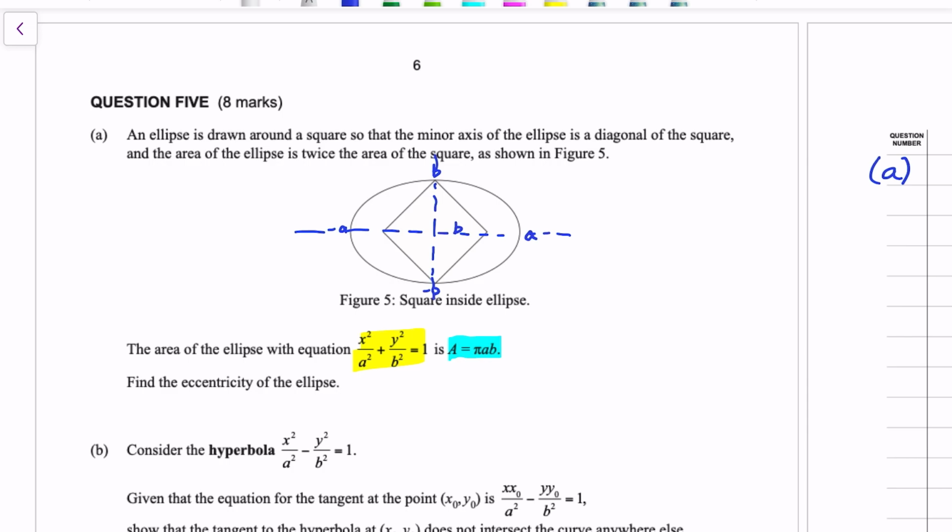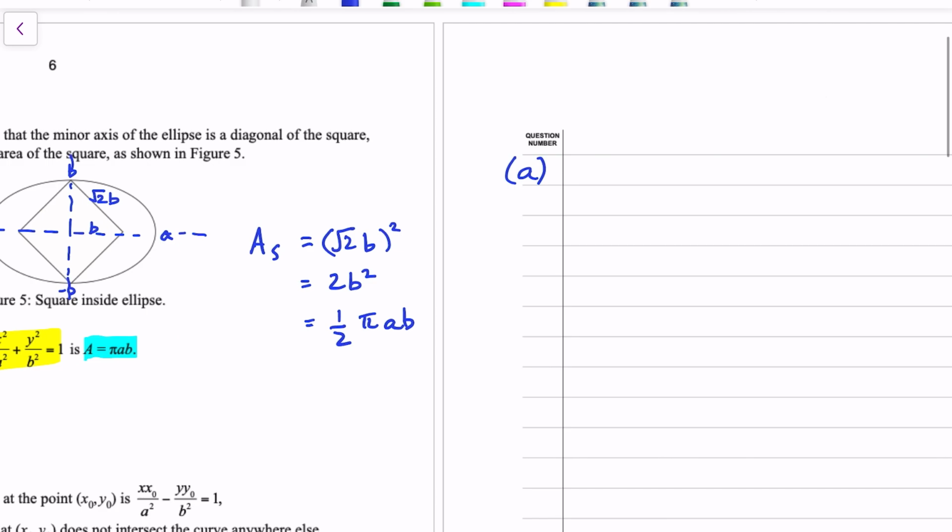And then we can use Pythagoras to find out that this here is root 2b, the side of the square. We got b squared plus b squared is 2b squared, square rooted is root 2b, or it's a 1, 1, root 2 triangle. Okay, so the area of the square is equal to root 2b all squared, or 2b squared. And then we're going to equate that to a half of pi AB. The area of the square is half the area of the ellipse. Let's put that all there.